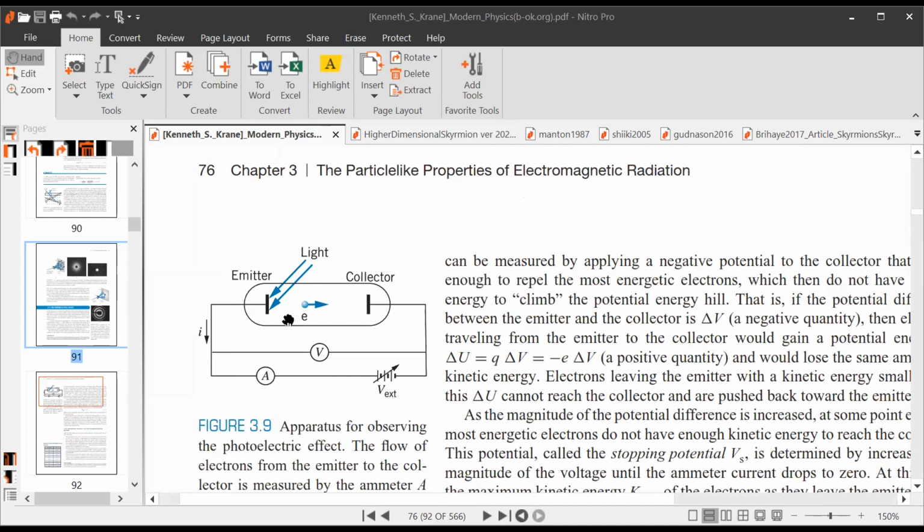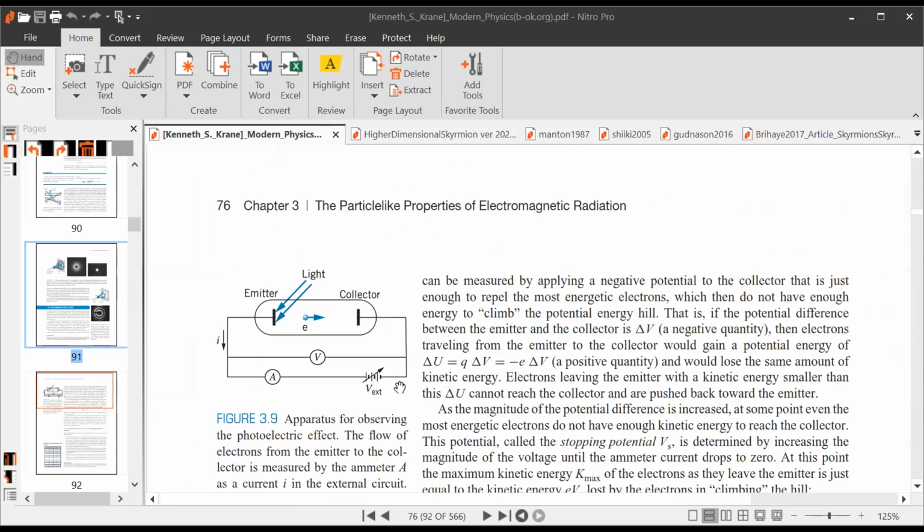So basically, we have this emitter and this is a collector. A is an ammeter, V is the voltmeter. And V external is the variable EMF, electromotive force, the source potential. Variable external potential.